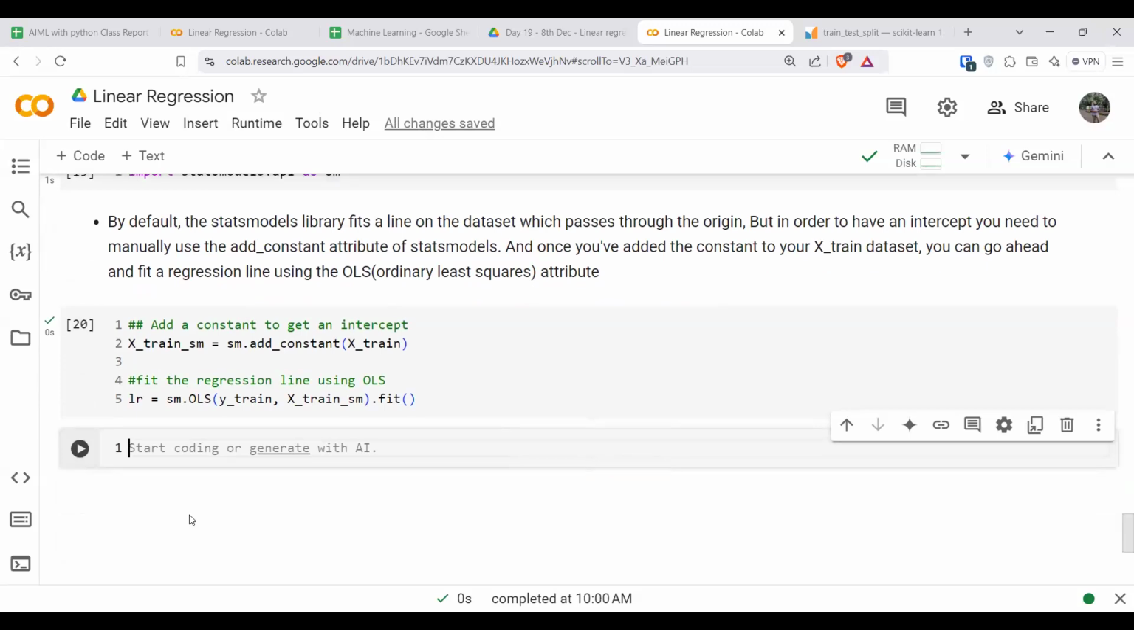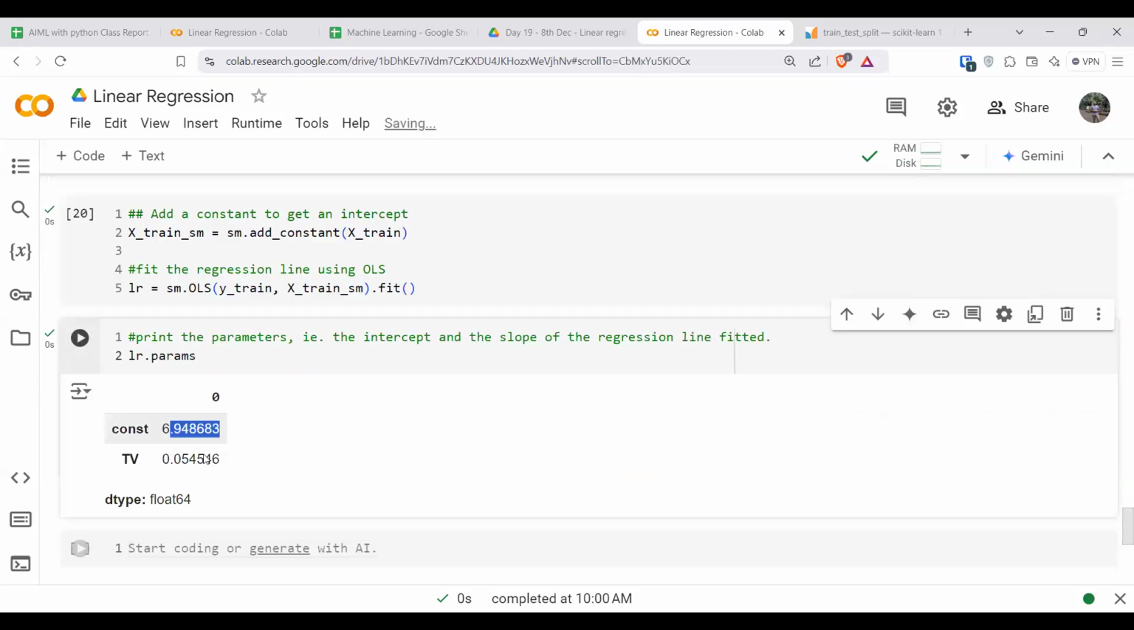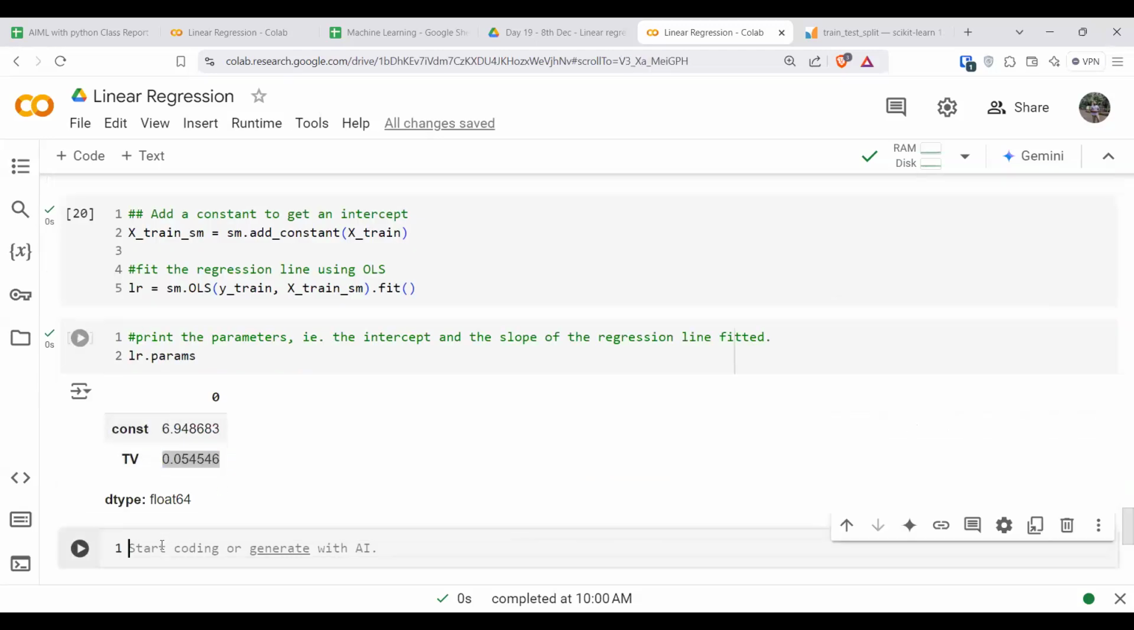And then what you'll do is you'll print the parameters. That is your equation of a straight line. That is the intercept and the slope of the regression line fitted. So I'll write lr dot params. So constant is this, TV, the C value is this, the M value is this, right? This is M, this is C.